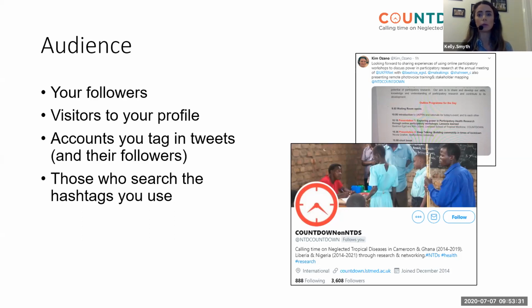If you're going to be tweeting about your work on Countdown, it's a good idea to follow and hopefully be followed back by the right people and accounts. So some suggestions of who to follow: Countdown, of course, and other Countdown partner institution accounts, your colleagues, NGOs, charities and organisations in your field and in the wider health community, other researchers in your field and other fields that you're interested in as well. Once you start to follow more people, Twitter will suggest more profiles in the who to follow section on your homepage, and that gives you a bit of a prompt of who else you might like to follow.